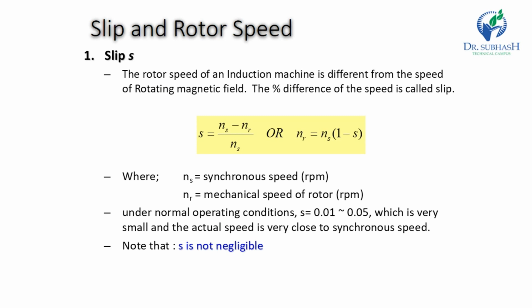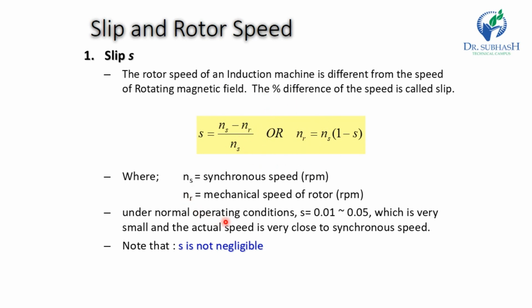Here you see the equation for the slip, where slip S is equal to (Ns minus Nr) by Ns, where Ns is the synchronous speed and Nr is the actual speed or rotor mechanical speed, both in RPM. Nr is equal to Ns(1 minus S). Now with this equation we find the slip of the induction motor.